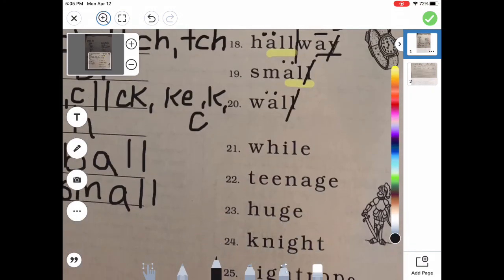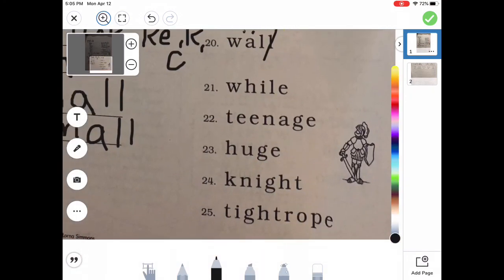All right. On number 21, what do you see? Well, it's got that combination WH that just sticks out, doesn't it? So we need to go ahead and connect that together. And then look, it's got I, consonant, E. So long I, silent E. While. Very good. All right, what about the next word?